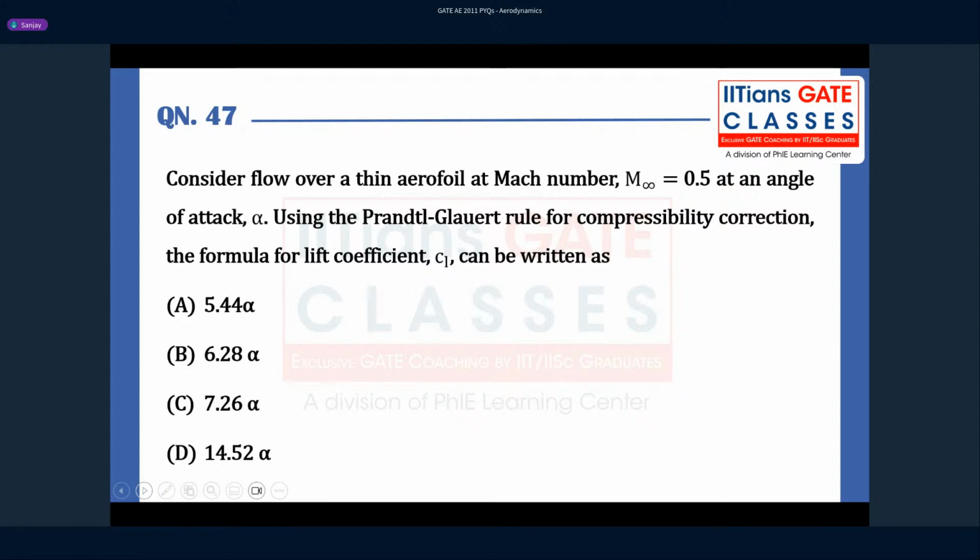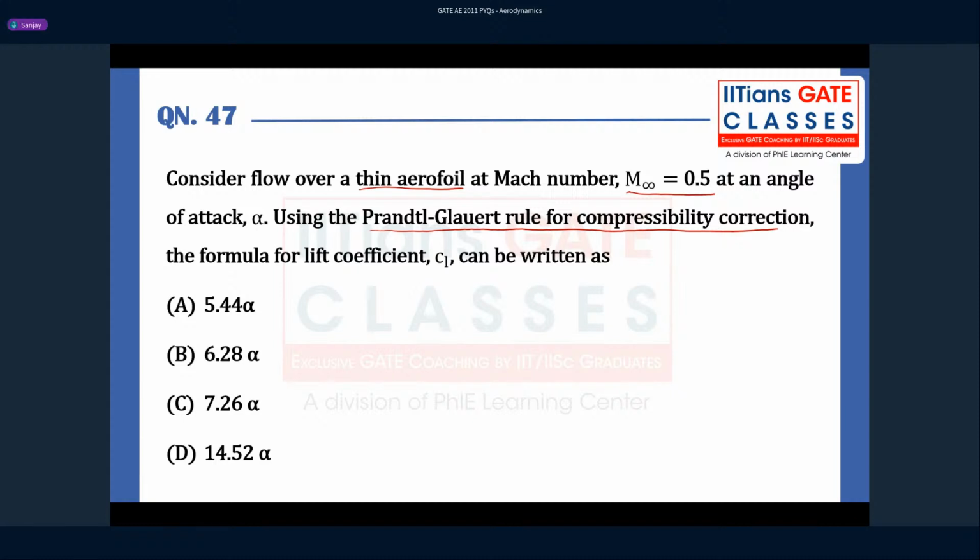So the next question, you see that there's a thin aerofoil. Consider a flow over a thin aerofoil at Mach number 0.5 at an angle of attack alpha, using the Prandtl-Glauert rule for compressibility correction. The formula for lift coefficient can be written as dash. Now, when you consider a thin aerofoil, we can in fact use all the assumptions of thin aerofoil theory over here.